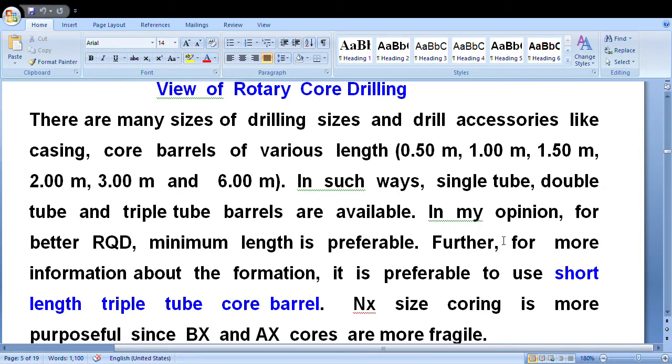In soft weathered rock, where cores are not very essential, from the penetration rate we know that the rocks are very soft and highly weathered. In such cases, double tube is sufficient. But in my opinion, for better RQD, a short length triple tube barrel is more purposeful than other barrels. And NX size coring is more purposeful, since BX and AX cores are more fragile.